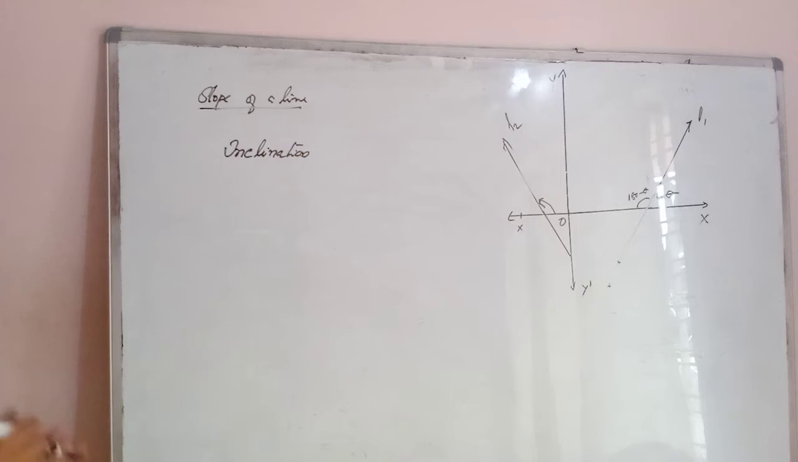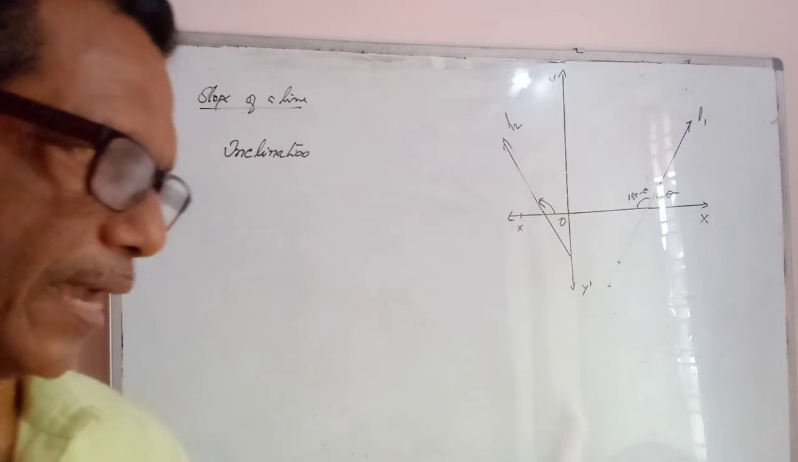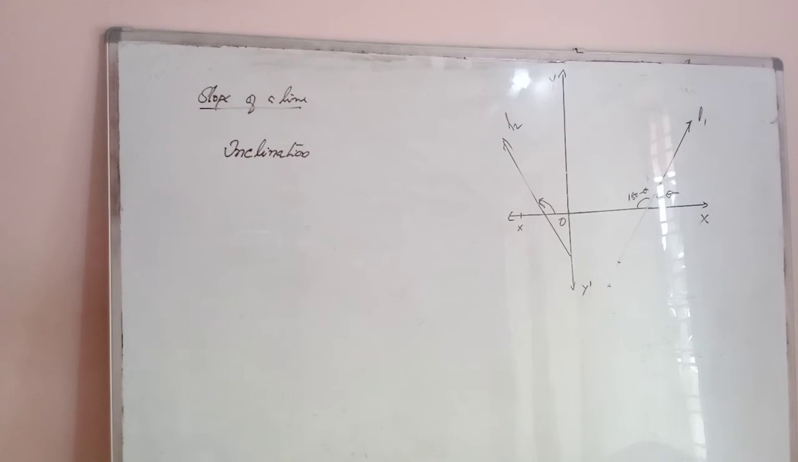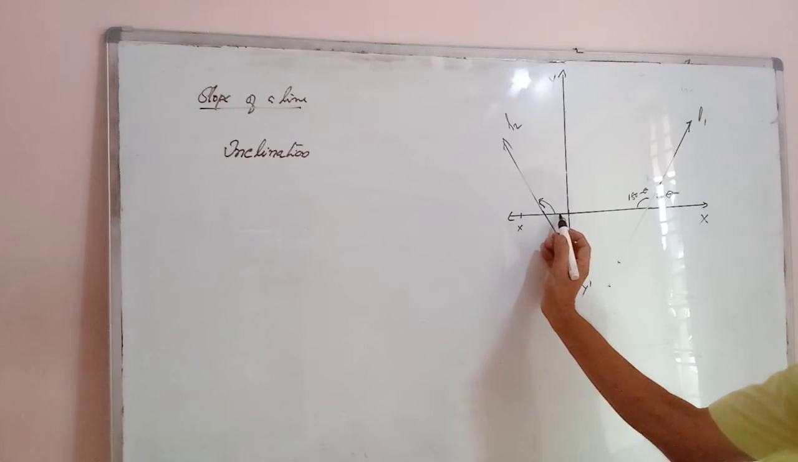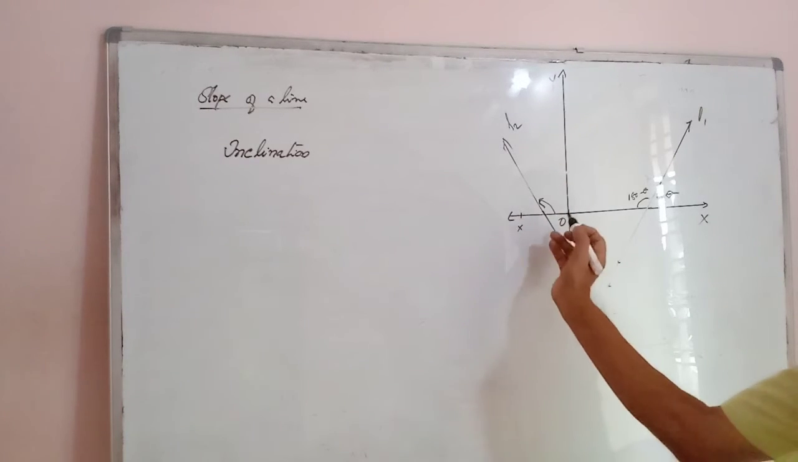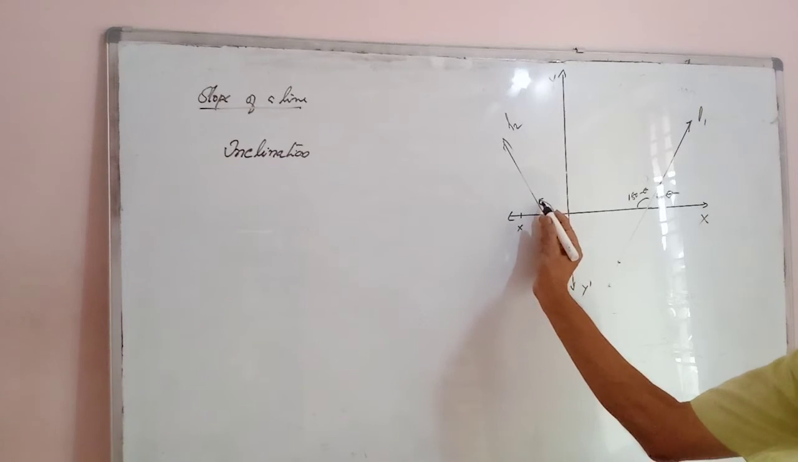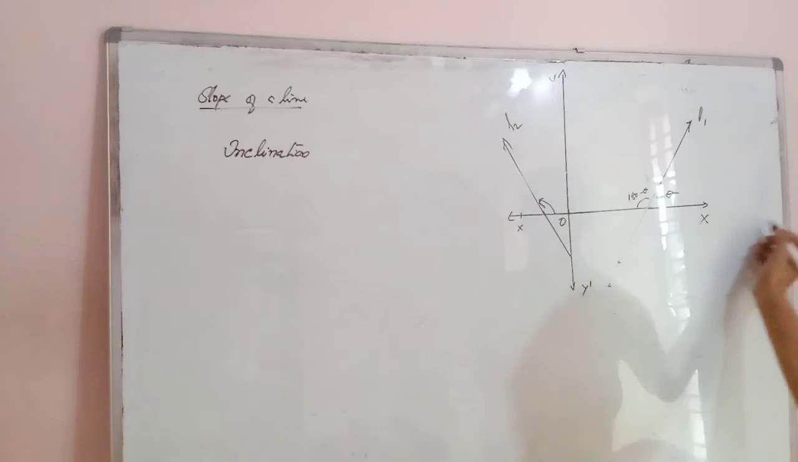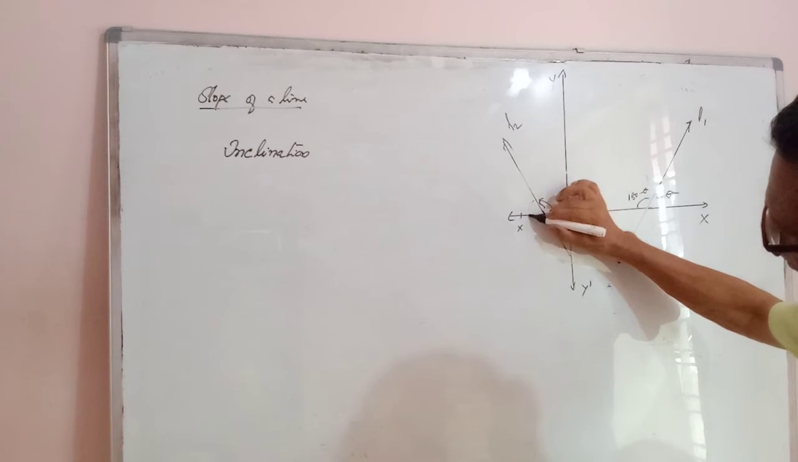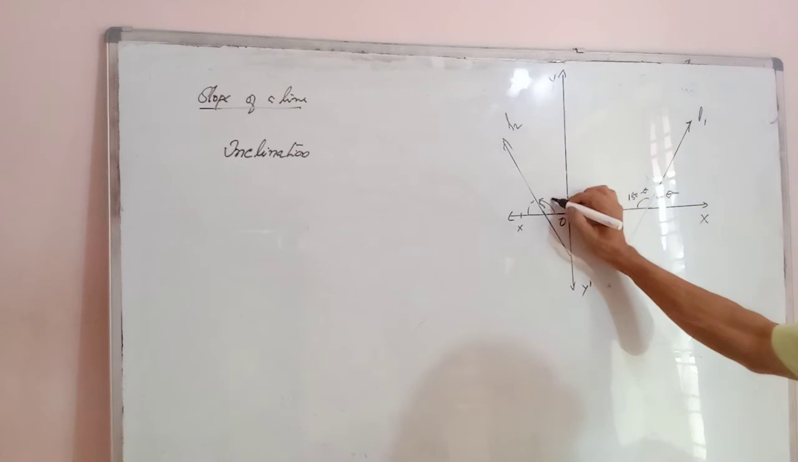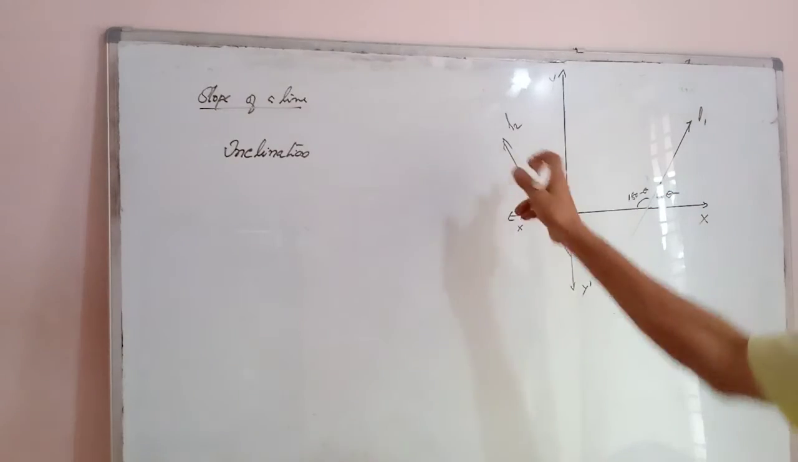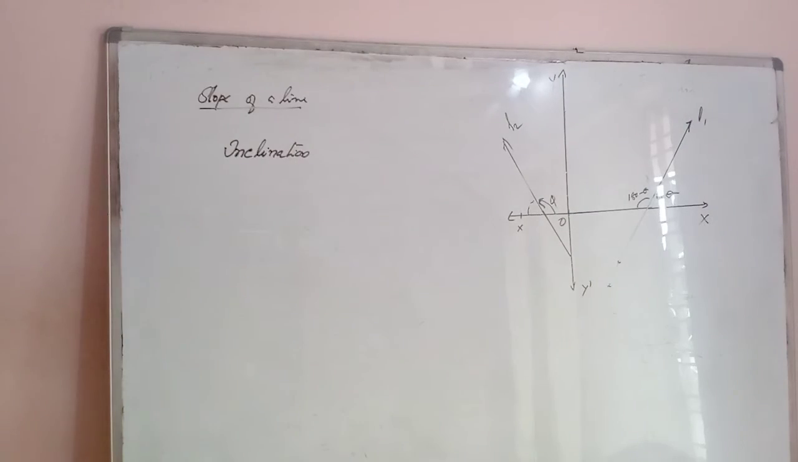Actually, inclination of a line is the angle made by a line with the positive direction of the x-axis measured in anti-clockwise direction. And this is also the inclination of this line L2. Look, measured anti-clockwise. This is the positive direction of the x-axis, and this is the negative direction of the x-axis. So it is clockwise direction, and this is the inclination. So let this be phi. Then the inclination of L2 is phi, measured anti-clockwise.